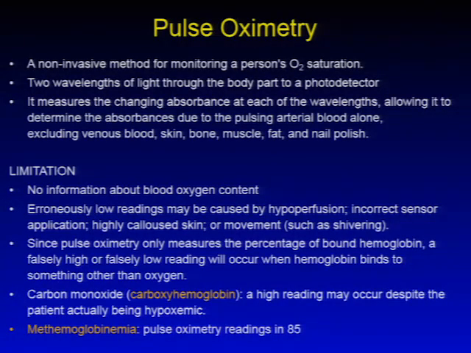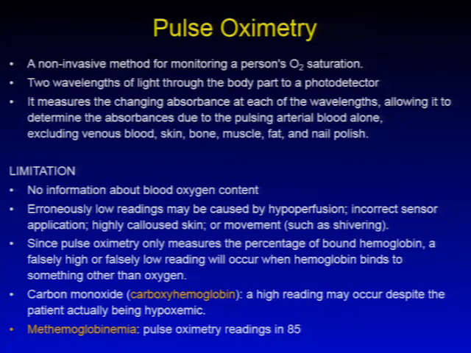So, pulse oximetry. This is a non-invasive method for monitoring a person's O2 saturation in the arterial blood. You have two-wavelength light, 660 nanometer and 940 nanometer, and then you can see the difference in absorbance of oxyhemoglobin and deoxyhemoglobin in such a way that it can provide the oxygen saturation of the arterial blood. And the device has the function of excluding venous blood, skin, bone, muscle, fat, and nail polish.